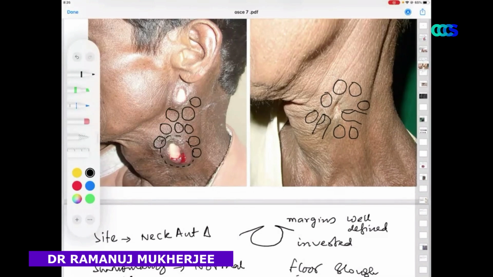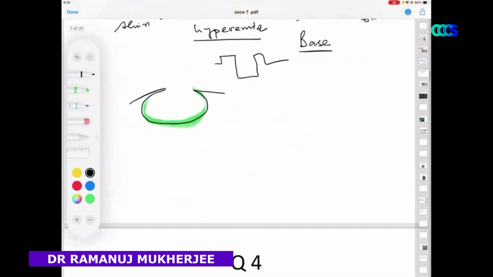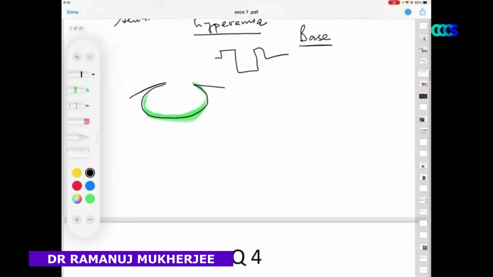Stage 4. That means let us have a quick recap. What is stage 1? Stage 1 is lymphadenitis. What is stage 2? Periadenitis. Very good. In common words, it is also called matting. A nice one.